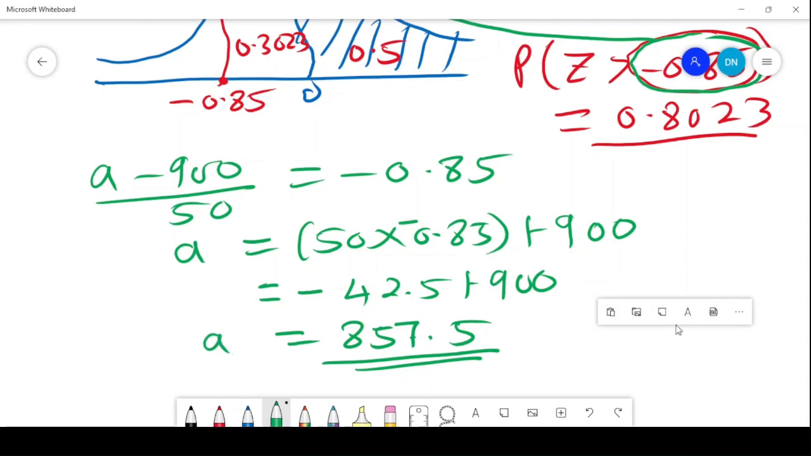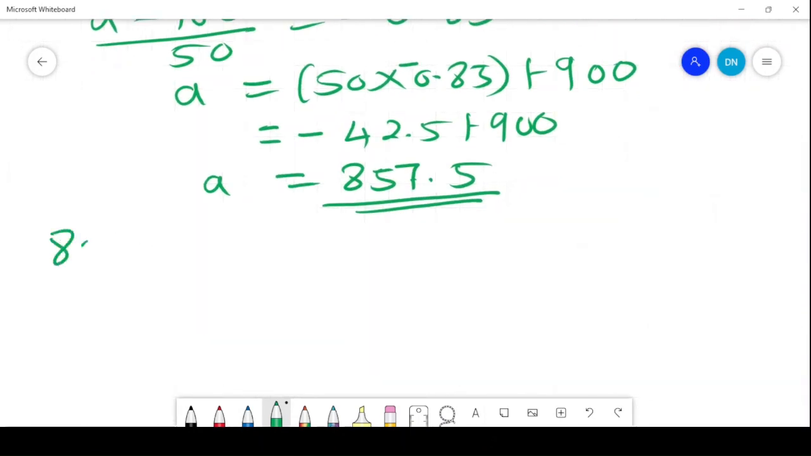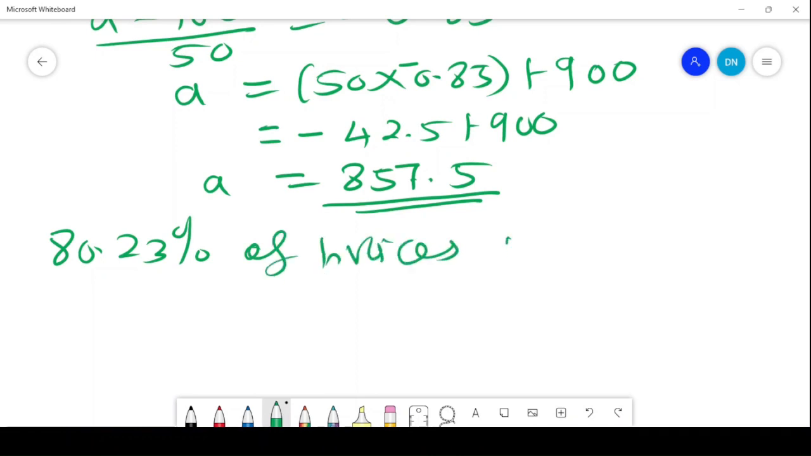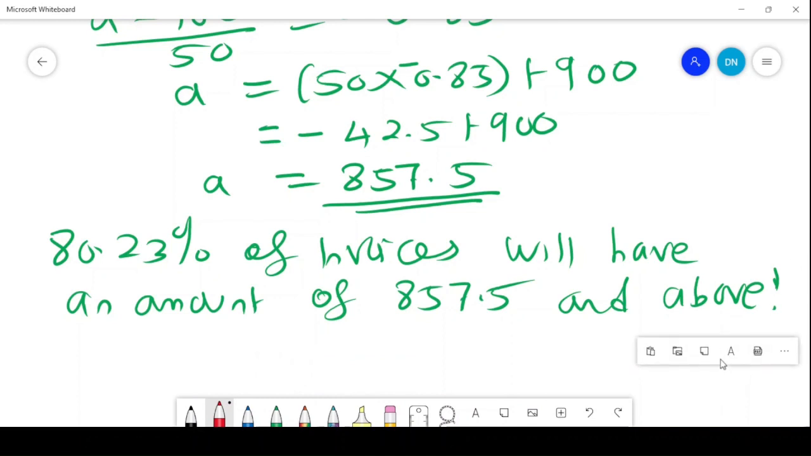So any amount 857. So what we are saying is this, that 80.23% of invoices will have an amount of 857.5 and above. And that is true, we can show that to be the case. Let's go through it again.